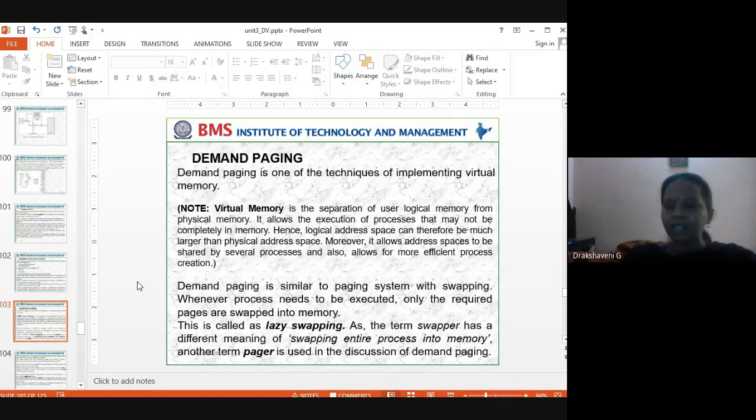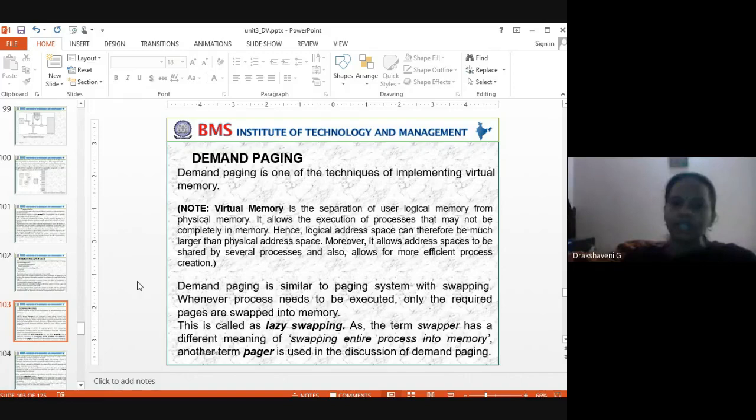So, demand paging. Suppose I have five resources and all five are in demand, then whoever asks first will get the page first. Same way here, the concept of demand paging.